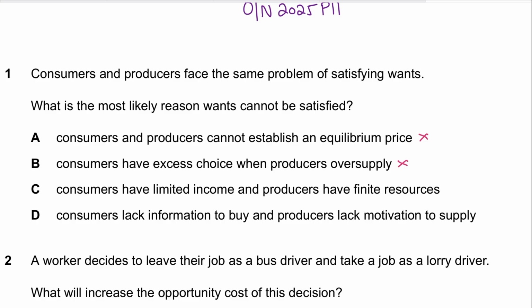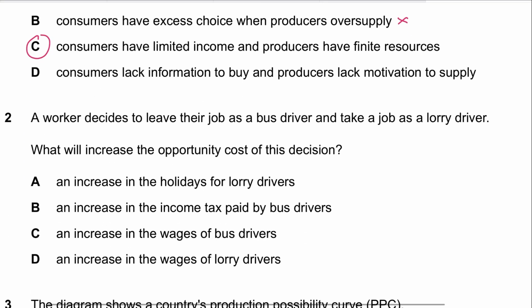Option C is the correct answer because consumers and producers face the basic economic problem: wants are unlimited but resources are limited. So consumers have limited incomes, they cannot buy everything they want. Producers also have finite resources such as land, labor, capital. They cannot produce everything they want, hence you have an opportunity cost.